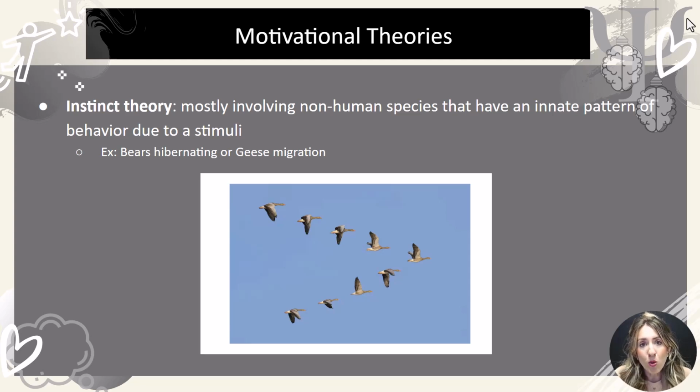So the first one is that evolutionary or instinct theory. Honestly, this mostly applies to non-human species. So the idea is that a lot of non-human species have innate patterns of behavior that are due to particular stimuli. So examples: bears hibernating in the winter, geese migration, butterfly migration, certain hunting patterns, all of these things that animals do instinctively. This doesn't mean that humans don't have any kind of instinctual behaviors. Obviously we have instincts to survive and to reproduce, but in general, we don't have this innate pattern of behavior, right? Like not all humans hibernate or migrate or whatever it is.